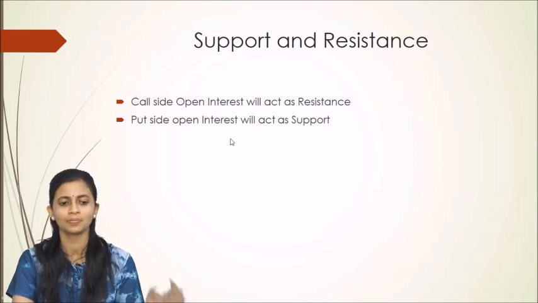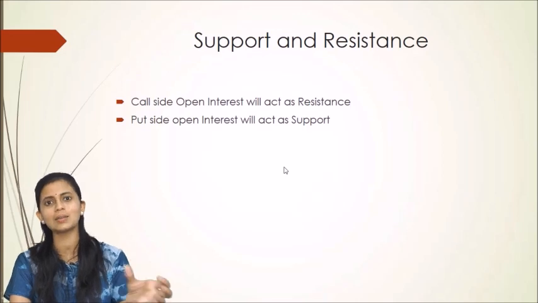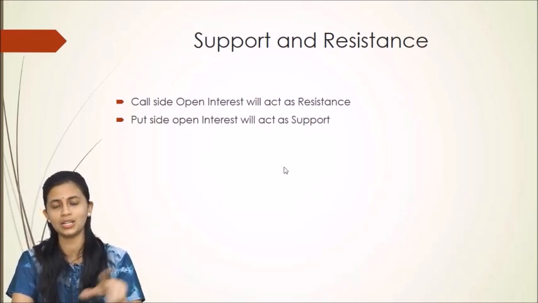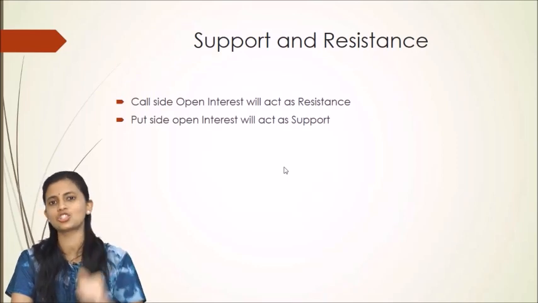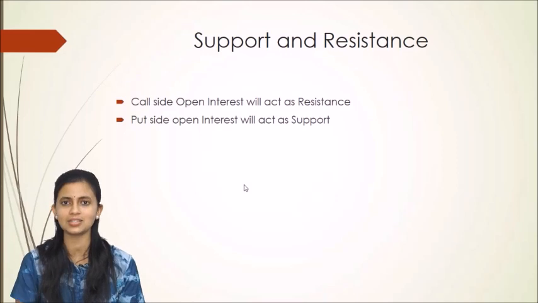Similarly, on the put side, whichever open interest is high will act as a support, because the stock might move till there, and there you have a lot of open contracts where the stock can take a U-turn. So open interest will act as resistance and support. You have to also consider this open interest while calculating the resistance and support levels.